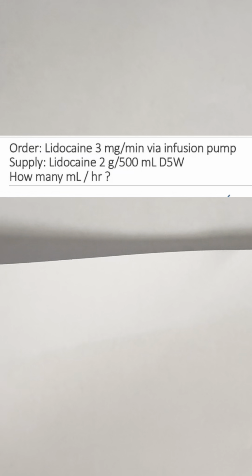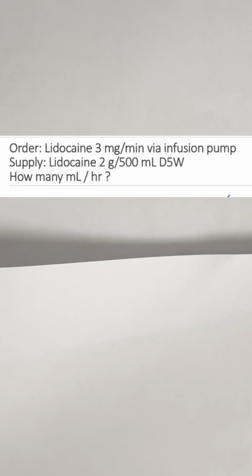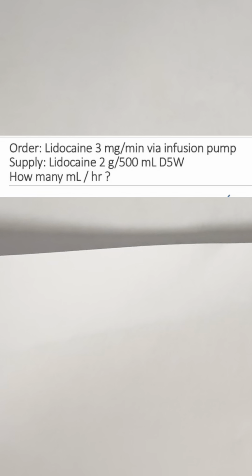Let's solve this problem. So the order is lidocaine 3 milligram per minute via infusion pump, right? And the supply is lidocaine 2 gram per 500 ml D5W. So they are asking how many ml per hour.